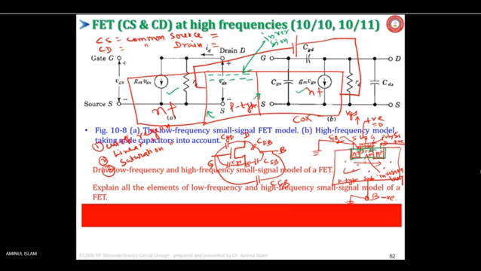Sir, due to the electric field developed. Due to the electric field, from the right side it will not go. What is that electric field acting here? Sir, the applied VGS.